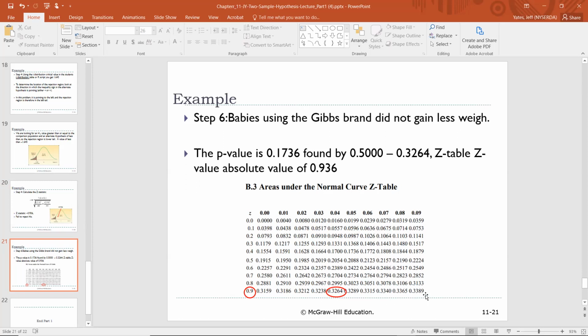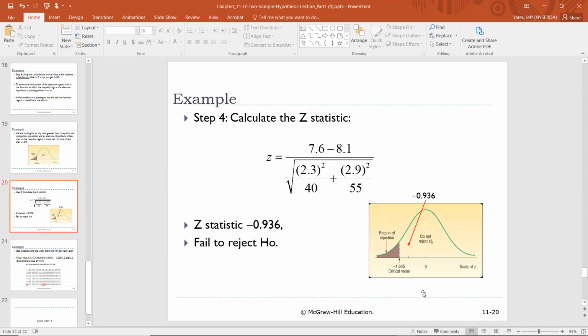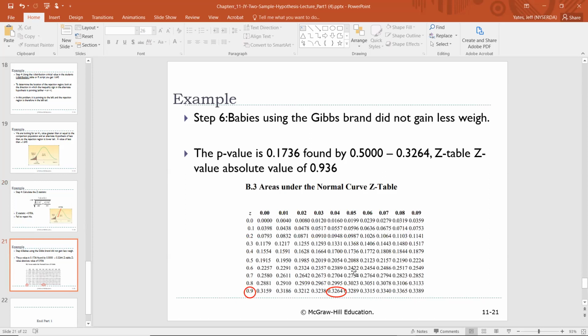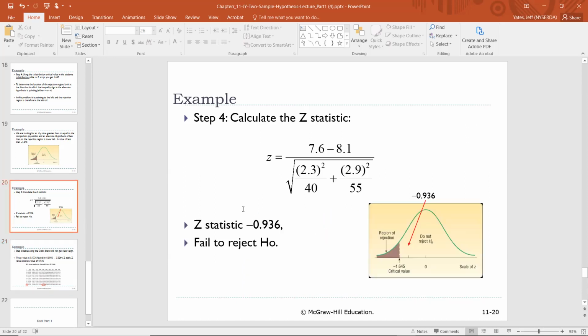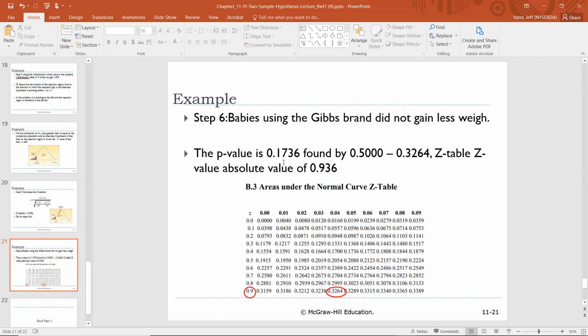Granted, it is not a huge value, right? But we're still failing to reject H0 anyway. Sometimes we see these p-values that are a little bit confounding, and a lot of it is driven by the data. We're going to fail to reject H0. Why? Because if it was 0.05 or lower, we would reject H0. So that does actually make sense.